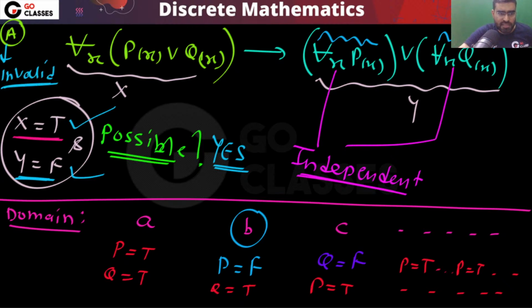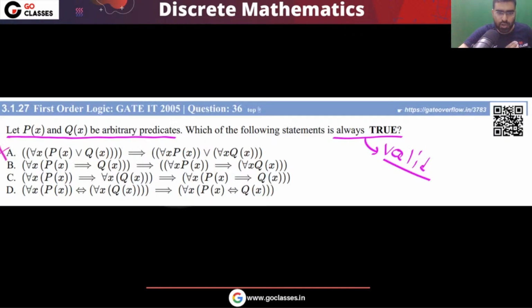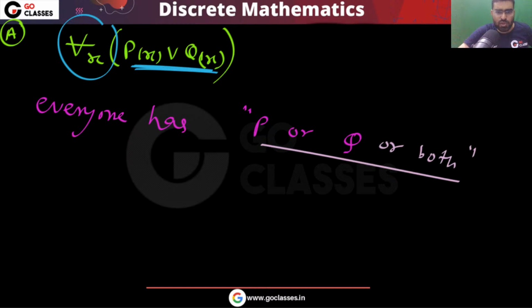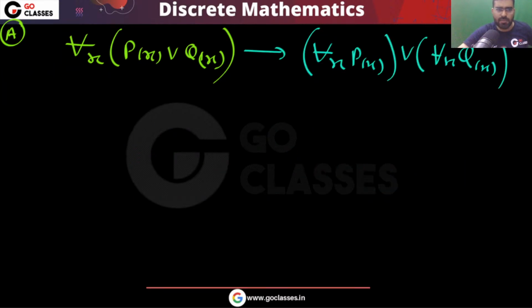Did you understand? Please tell me. We have seen both proofs, the intuitive proof and the other proof also. So this is definitely invalid. Let me give you just one more proof. Let me give you one last proof so that you will get a lot of confidence from this proof.